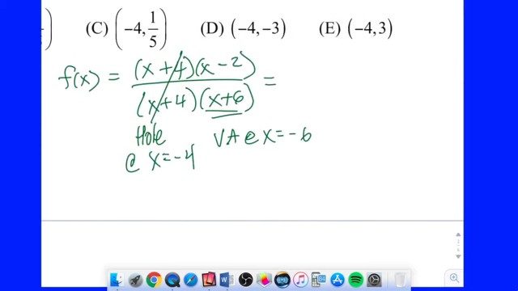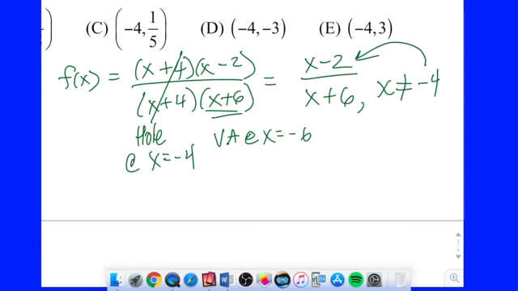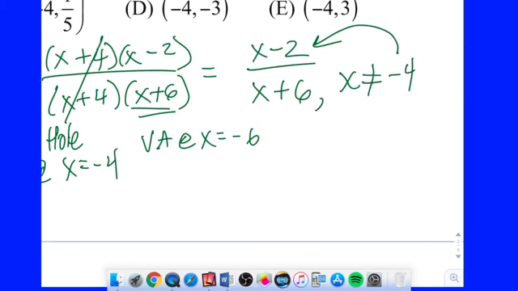But remember, we don't want to guess. The function f of x looks exactly like whatever's left in the problem: x minus 2 over x plus 6, except x cannot equal negative 4. But remember what we did. We used what was left to find the y value of the hole, because x minus 2 over x plus 6 paves right over the hole. So its y value is the y value of the hole before someone took it away.